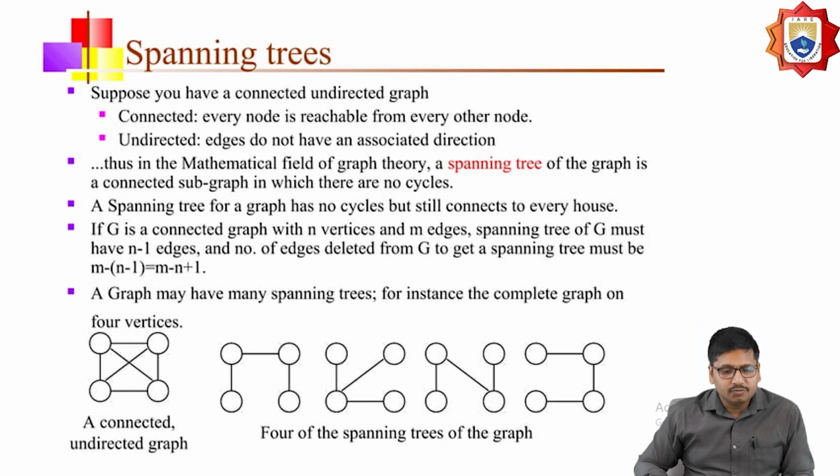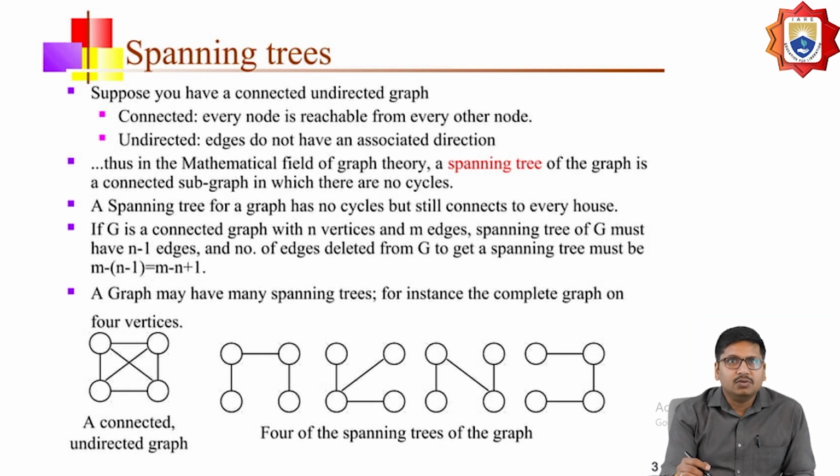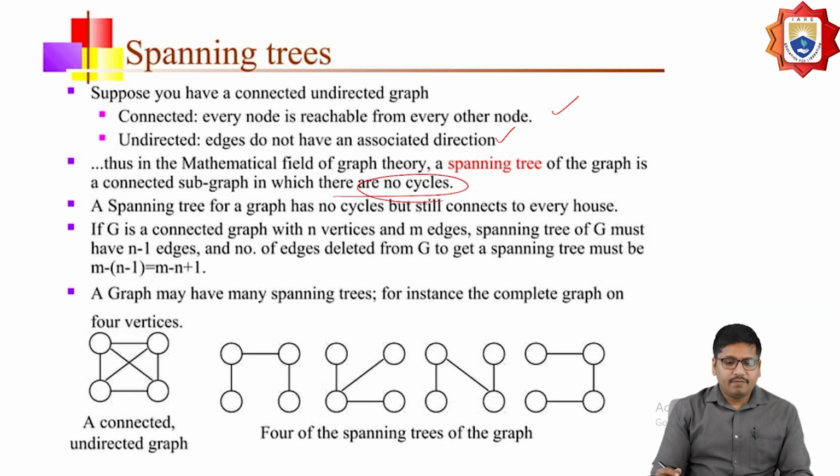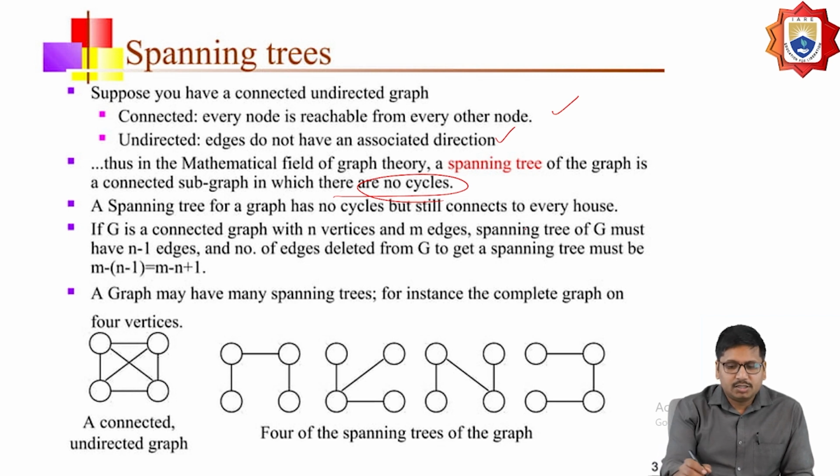In graphs, the spanning tree is another concept. The spanning tree is nothing but a connected undirected graph, where connected means every node is reachable from every other node, and undirected means the edges do not have any associated direction. In the mathematical field of graph theory, the spanning tree of a graph is a connected subgraph in which there are no cycles. So the spanning tree has no cycles, but it is still connected to every vertex.